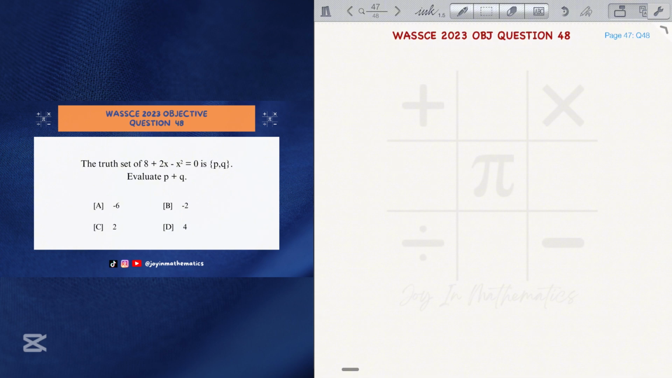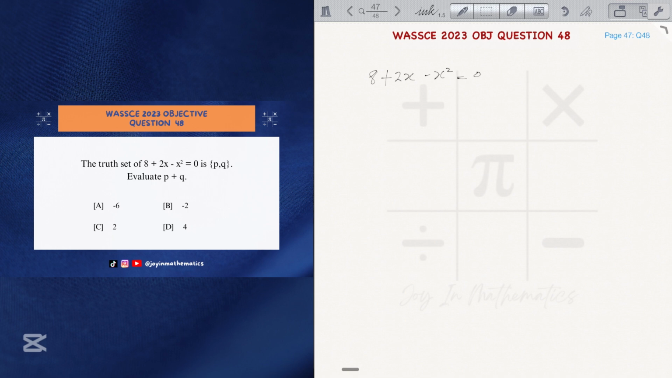Now we are approaching the end of the objective section of WAEC 2023. Let's look at question 48. The question says the truth set of 8 plus 2x minus x squared is equal to 0 is p comma q. We should evaluate p plus q. Now the truth set in this case means the solution of 8 plus 2x minus x squared equal to 0. So what's the solution to this expression? What are the two values? The two values will represent p and q.